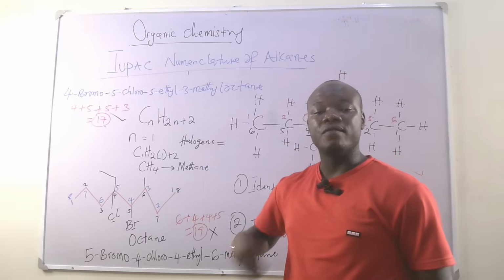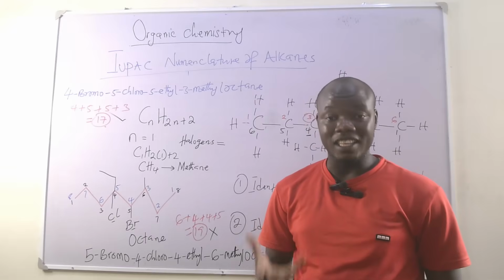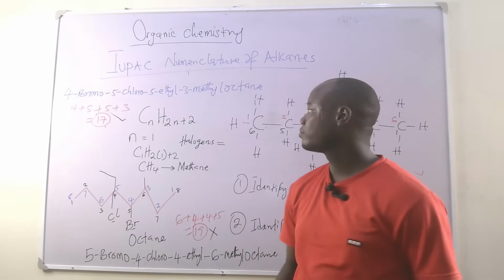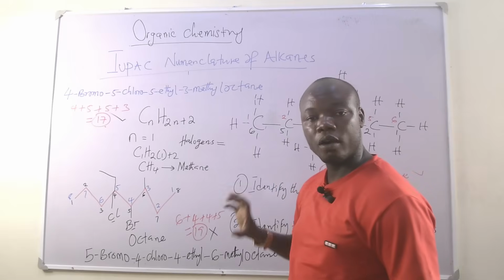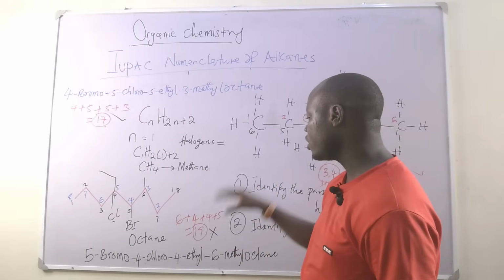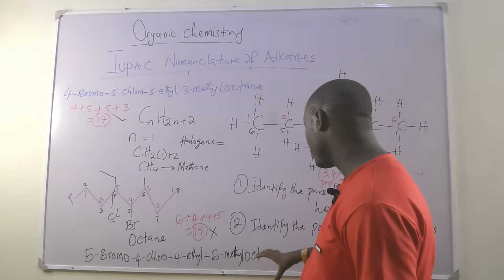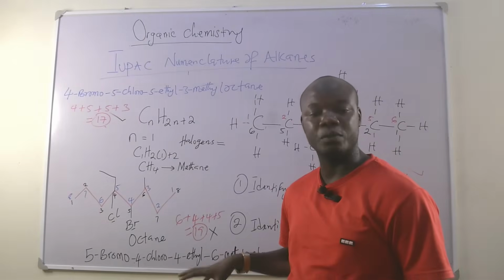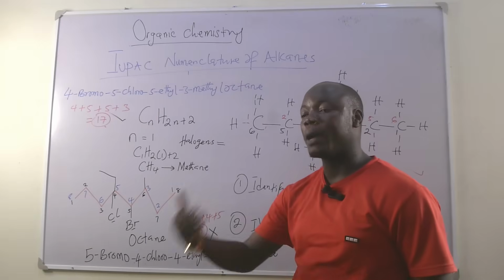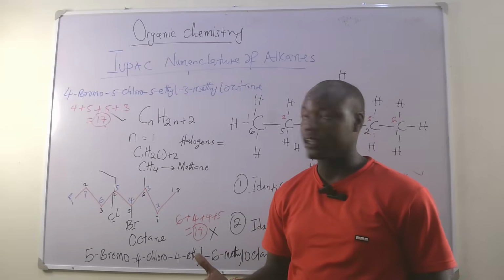So this is actually the basic rules in naming alkanes. You identify the longest parent chain. After you do that, the next thing is to identify the substituents and their respective positions. Then you name them in alphabetical order.